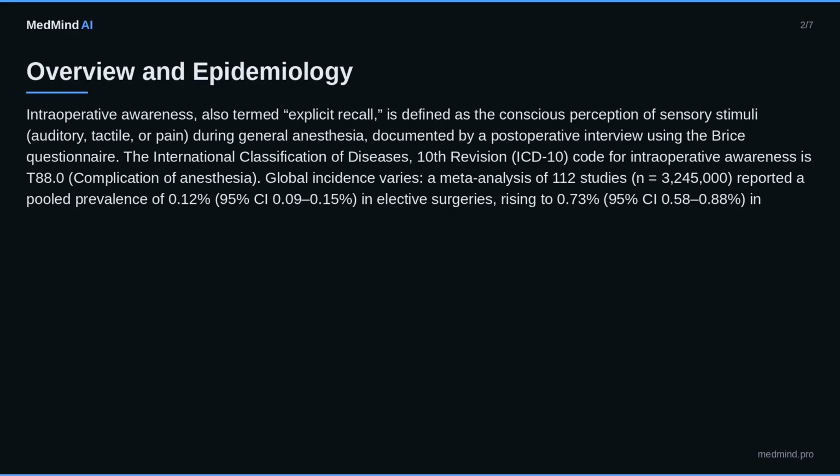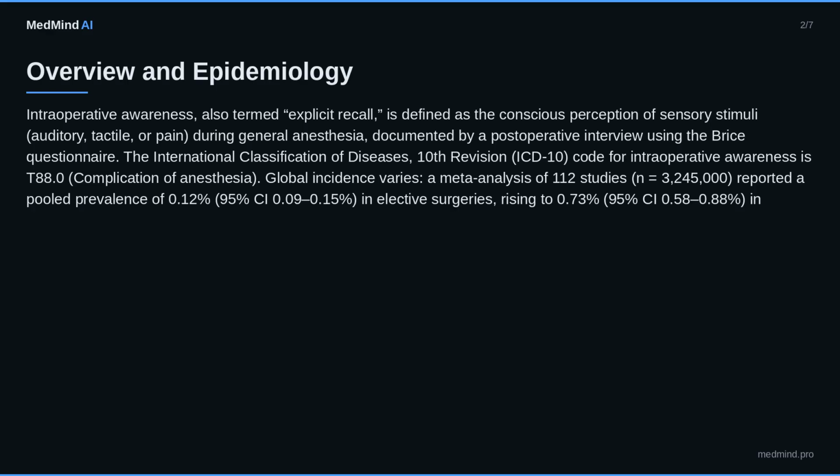Global incidence varies. A meta-analysis of 112 studies, N equals 3,245,000, reported a pooled prevalence of 0.12%, 95% CI 0.09 to 0.15%, in elective surgeries, rising to 0.73%, 95% CI 0.58 to 0.88%, in emergent trauma cases. In the United States, the National Anesthesia Clinical Outcomes Registry, NACOR, recorded 7,400 awareness events in 2019, representing a 0.14% incidence among 5.3 million general anesthetics.